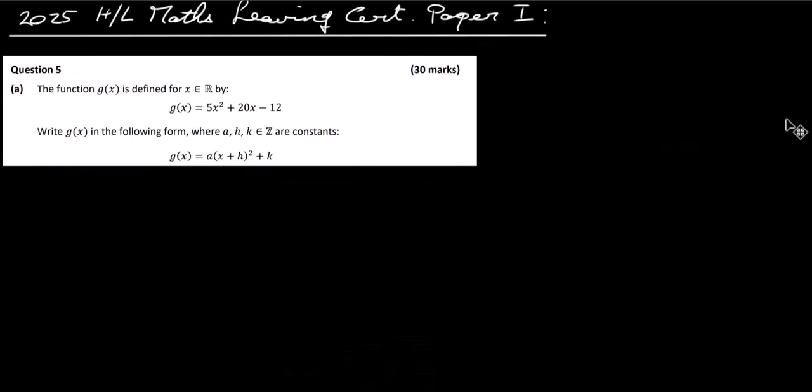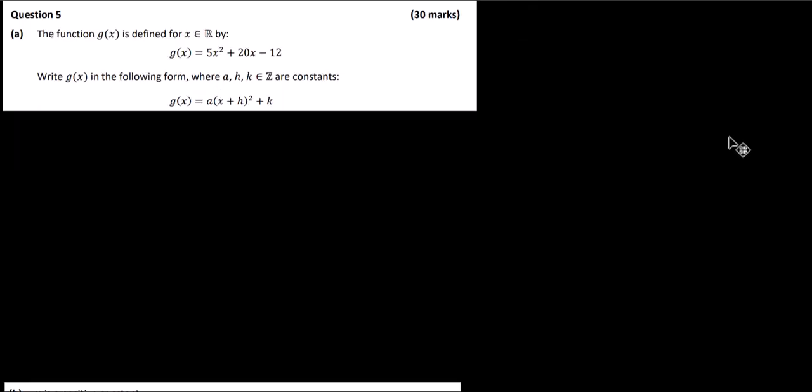So this is the 2025 Higher Level Maths Leaving Cert Paper 1, question 5. A function g of x is defined for x which is real by g of x equal to 5x squared plus 20x minus 12. Write g of x in the following form where a, h and k are integers and are constants. So we've got to just do the completed square form procedure.